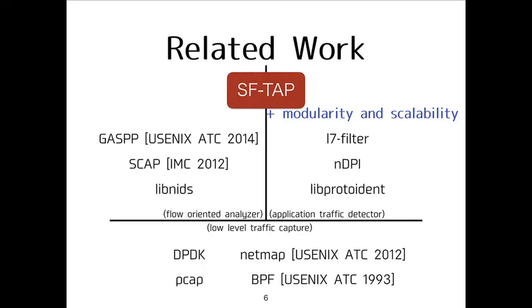The third class is application traffic detectors, which just detect which protocol is in use at the application level. L7-filter, nDPI, and Revealing protocol identification are classified in this class. And our study, STAP, is classified into two classes, flow-oriented analyzers and application traffic detectors. Furthermore, STAP has features of modularity and scalability.